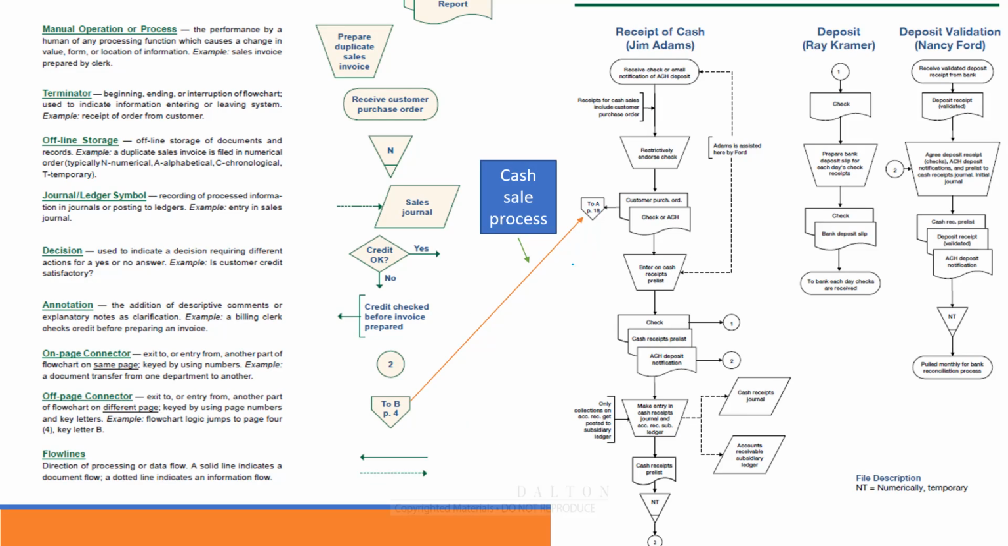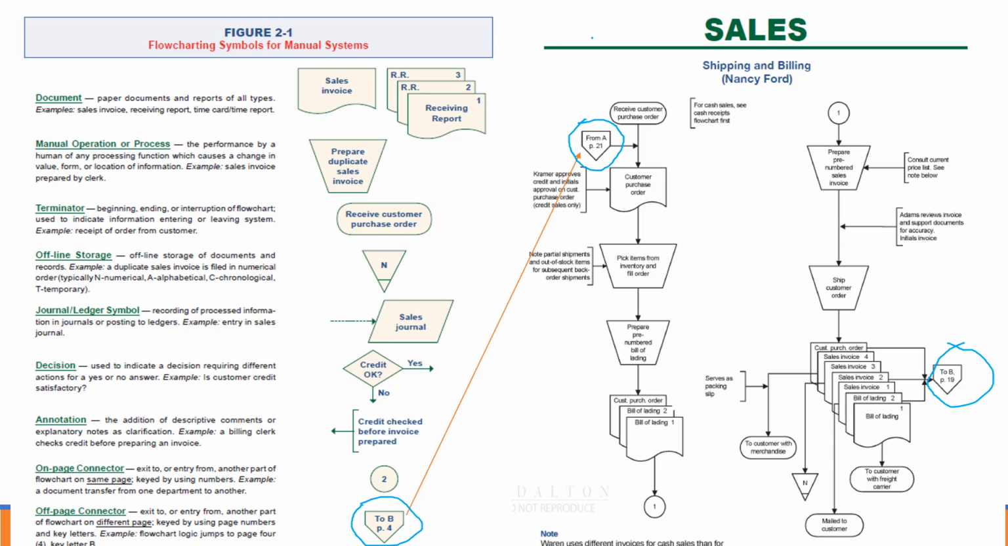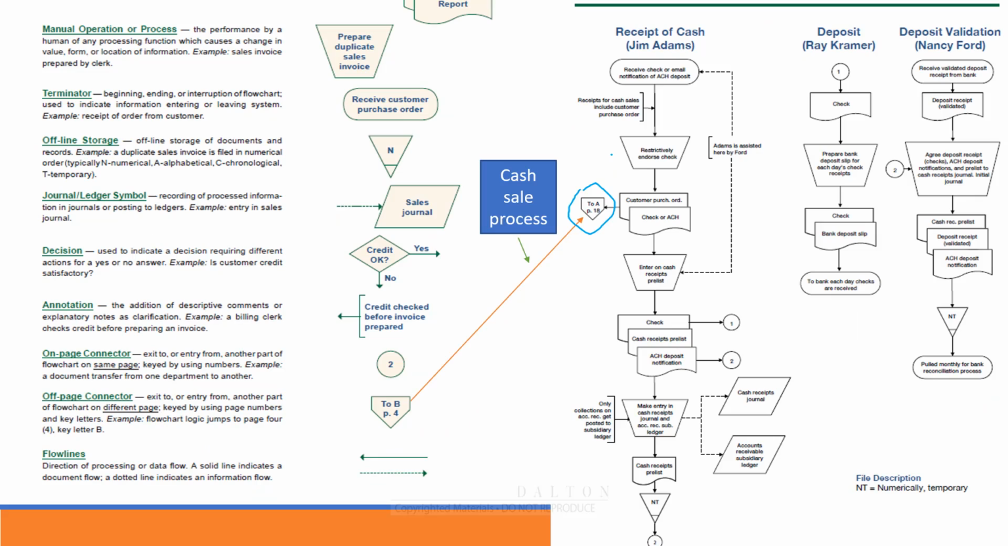So here is a process, I'm just showing you the connectors. Okay, so actually this is to A, this goes to the cash sale, goes to page 18 to part A there. Go back, you'll see this is from 21, and this is what 21 shows.